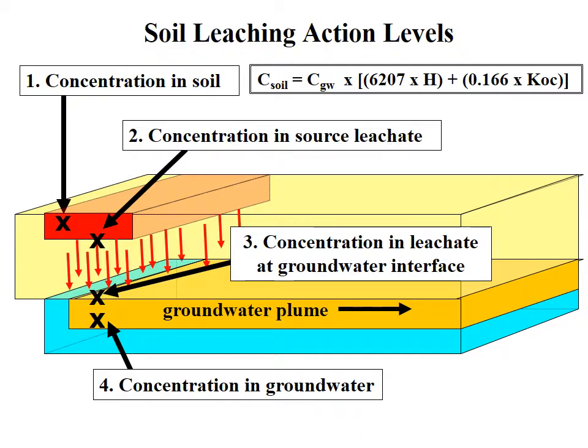Well, to calculate the leaching action levels, we just do this in reverse. We take this algorithm developed by Mike Anderson in Oregon, plug in your target groundwater concentration, you plug in the chemical's Henry's constant, sorption coefficient, and it calculates the soil action level for leaching concerns.